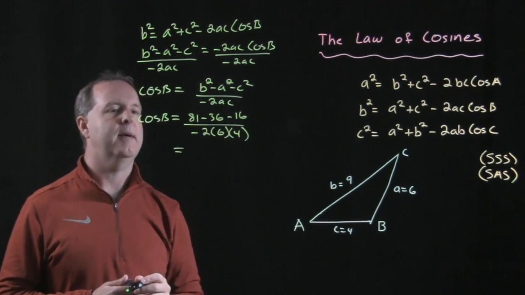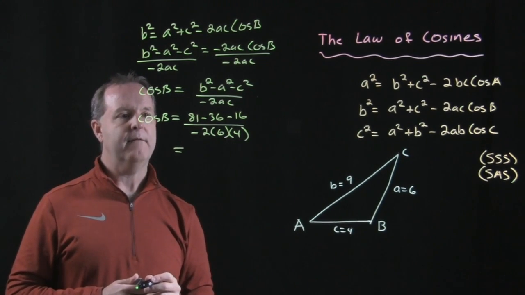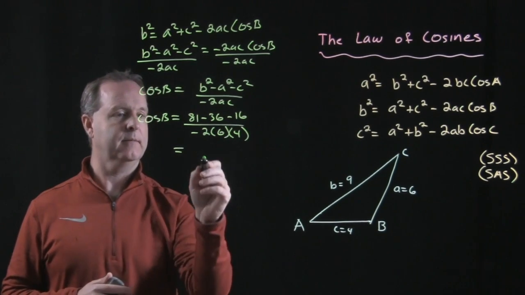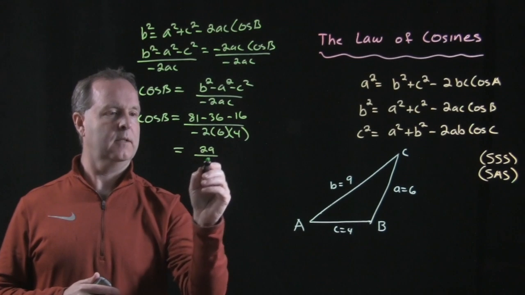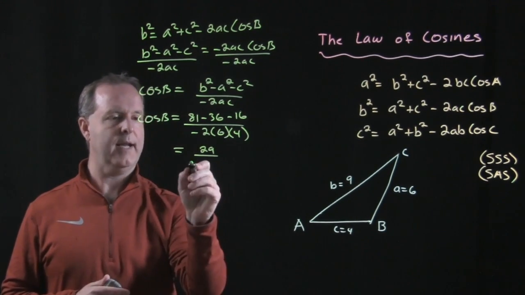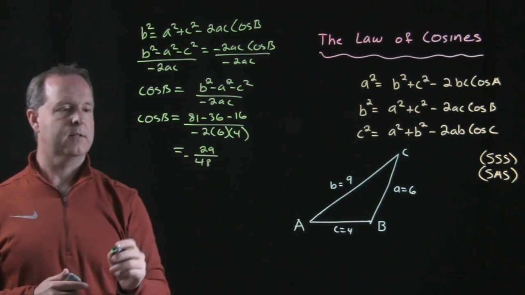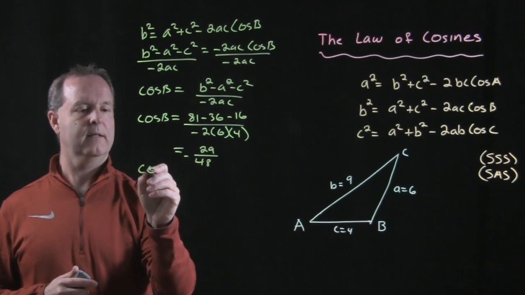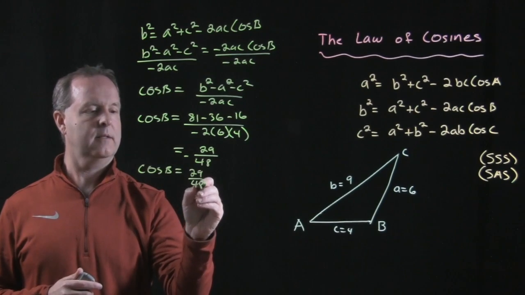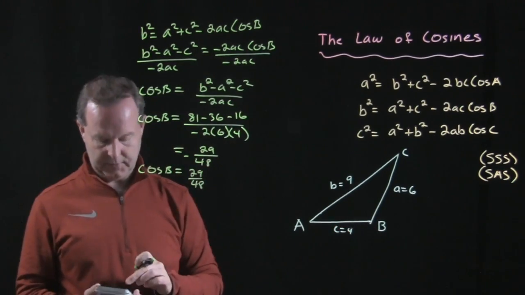81 minus 36 minus 16, 45, 29 in the numerator, and in the denominator, 2 times 24, which is 48, so a minus of 48. So I'm going to look for the cosine of B at 29 over 48. And so that's the inverse. So let's figure out the inverse cosine of that.